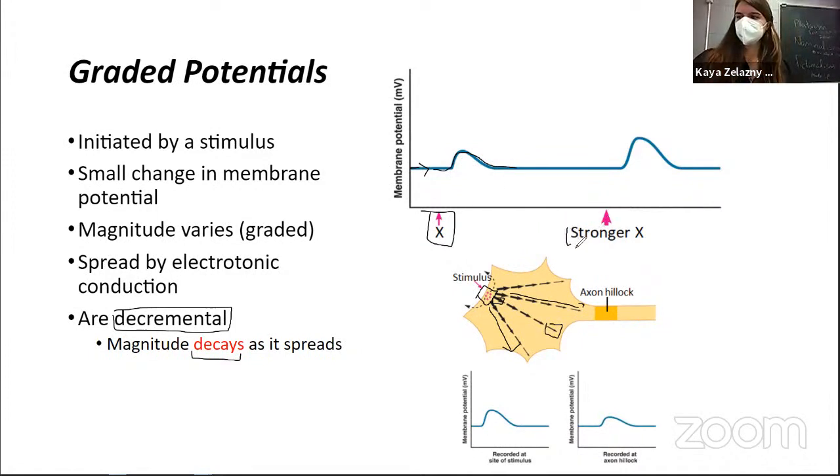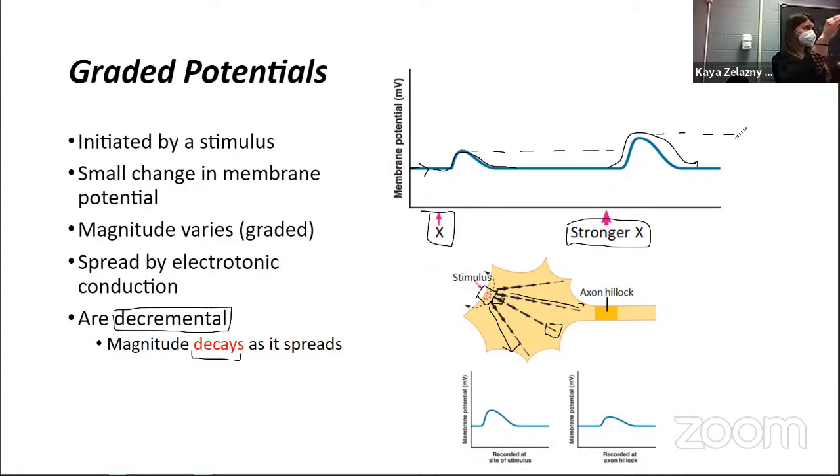If we had a stronger stimulus at a future time point, we would have a stronger graded potential. So you can see that the levels are a little different. The second one is higher. Part of the reason we're specifying this is that graded potentials can be weaker or stronger. But when we talk about action potentials, every action potential is the same. So this is specific only to graded potentials.